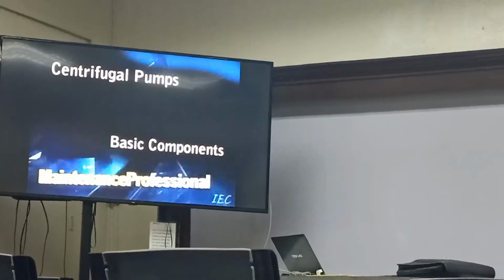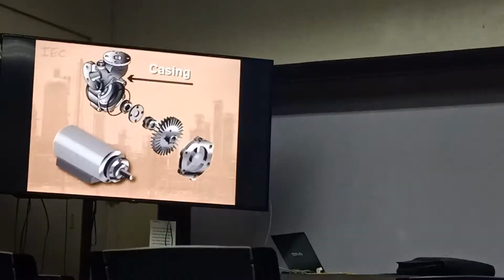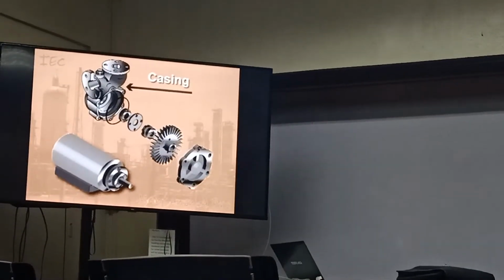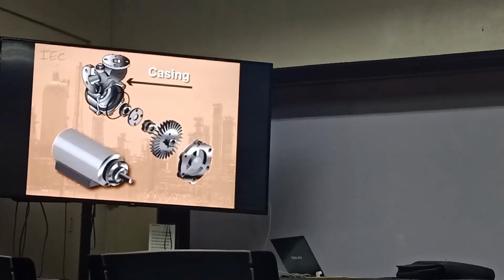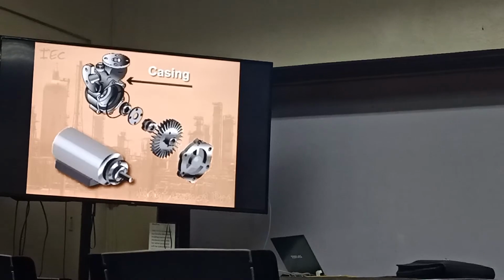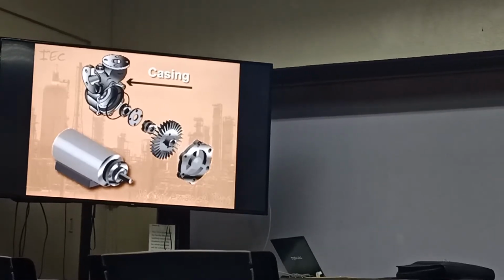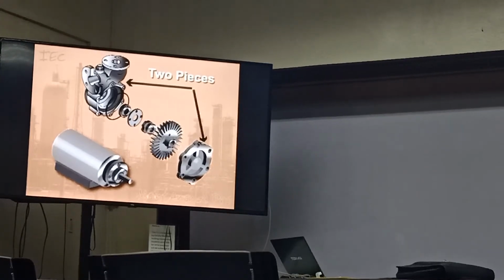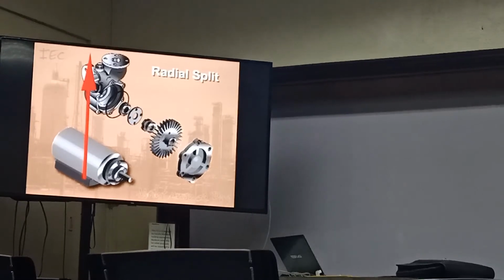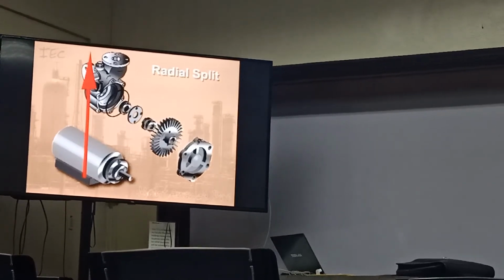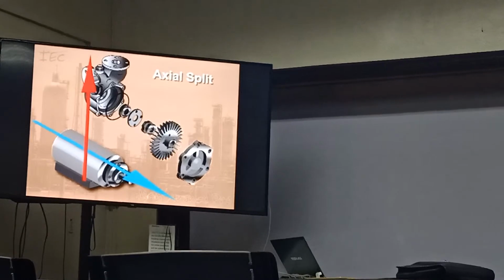Tandaan nito, yan ang i-inspect nyo. The casing of a centrifugal pump is designed to contain the fluid, form a volute, and hold external and internal parts together. Most are two pieces and bolted together with a gasket in between. A radial split casing is split perpendicular to the pump shaft, and an axial split casing is split parallel to the shaft.